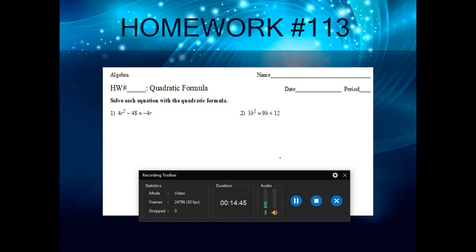Tonight's homework is number 113. It'll just simply say quadratic formula at the top, but you can see the first 2 problems, so you'll know to pick the right sheet. I'll also attach the sheets digitally.